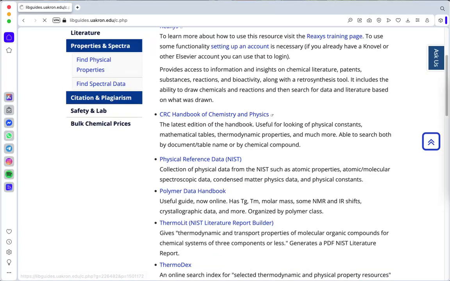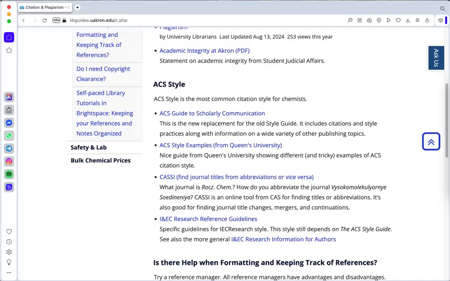Another section of this guide is citation and plagiarism. Purdue OWL is a very good place to look for information on avoiding plagiarism. Also, we have some resources on the American Chemical Society, or ACS, style guide. So the ACS Guide to Scholarly Communication is a good resource.